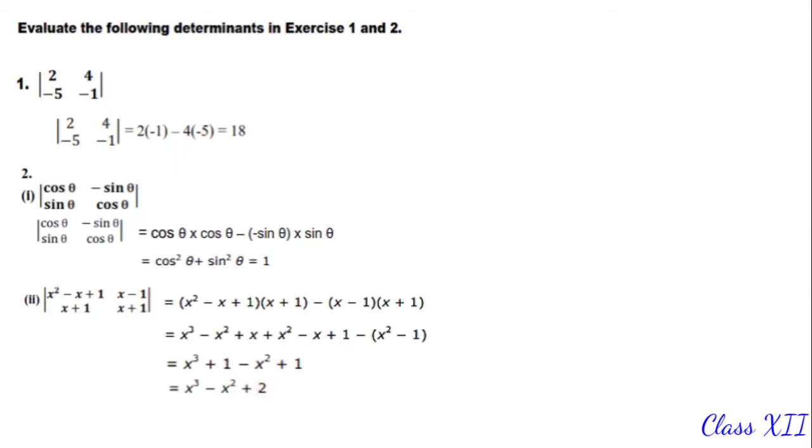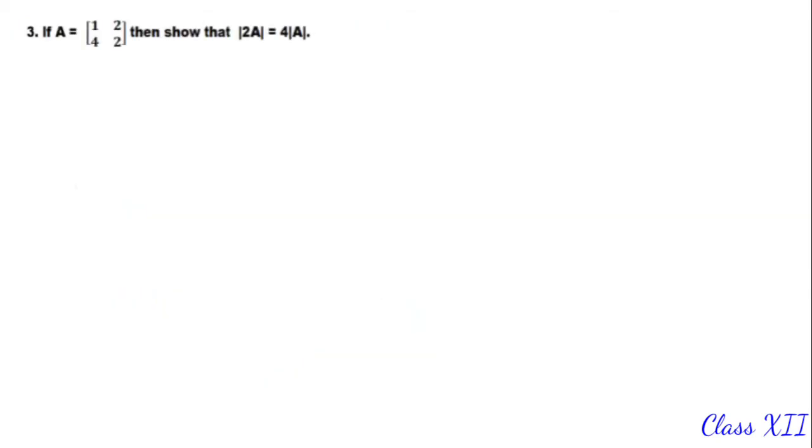Now move on to question number 3. If A is equal to matrix 1, 2, 4, 2, then show that determinant 2A is equal to 4 into determinant A. So first of all, we write the given matrix A, that is 1, 2, 4, 2. Then we have to calculate 2A. Multiply 2 along with A: 2 into 1 is 2, 2 into 2 is 4, 2 into 4 is 8, 2 into 2 is 4.